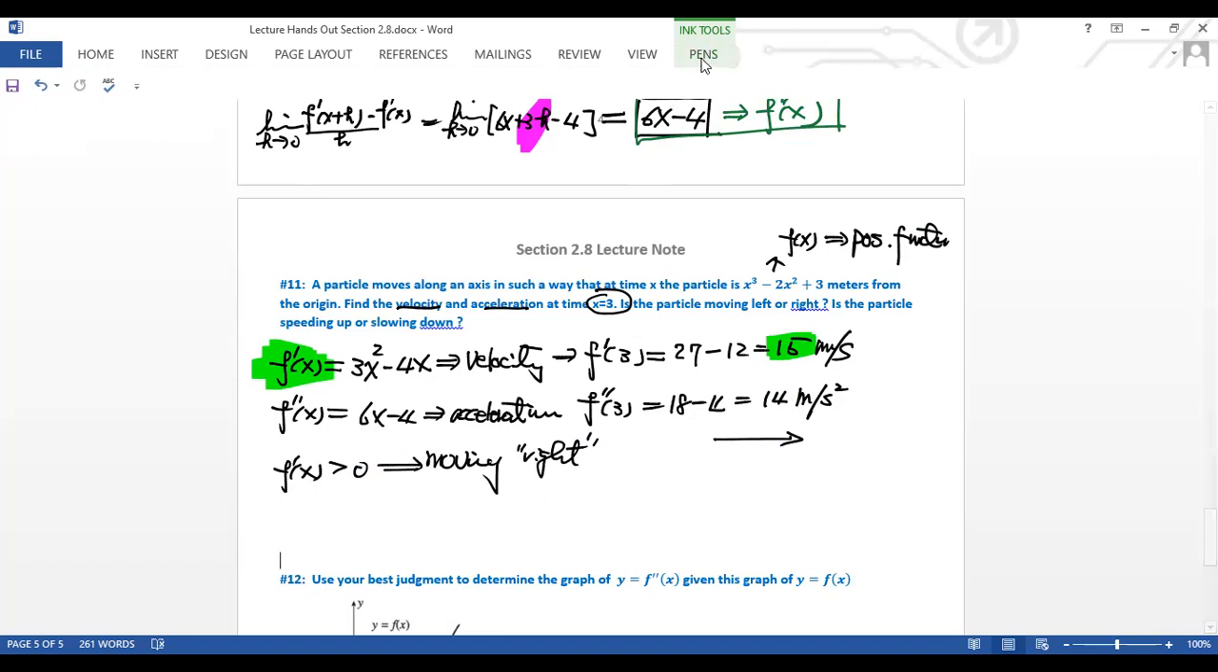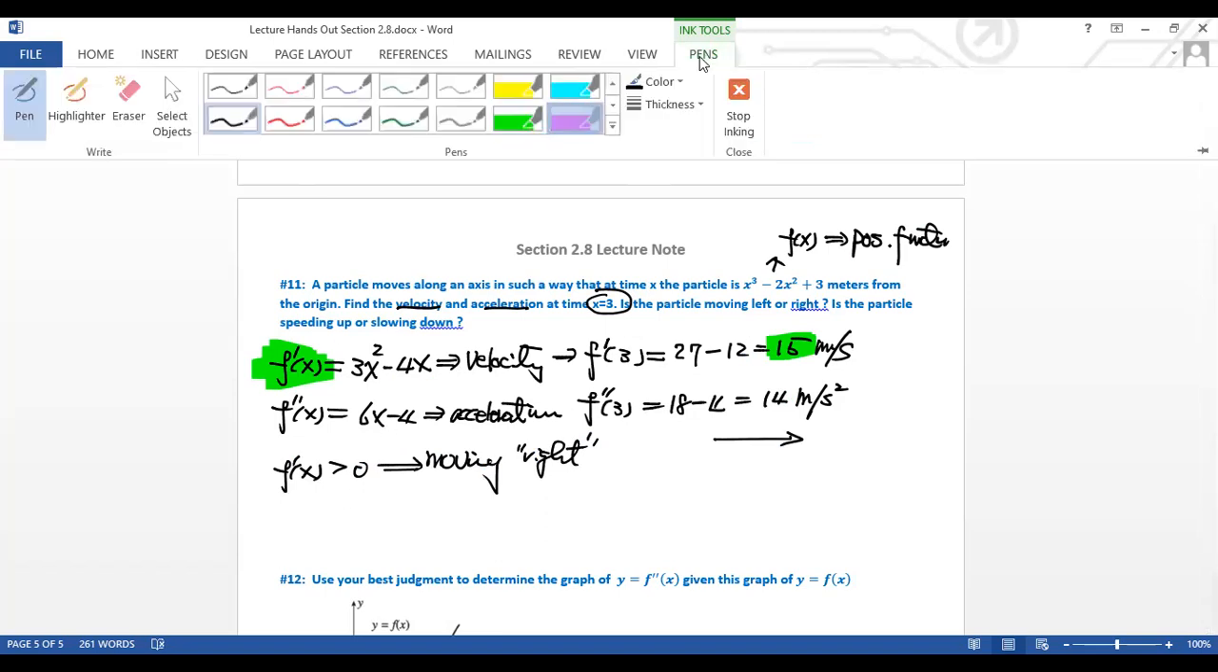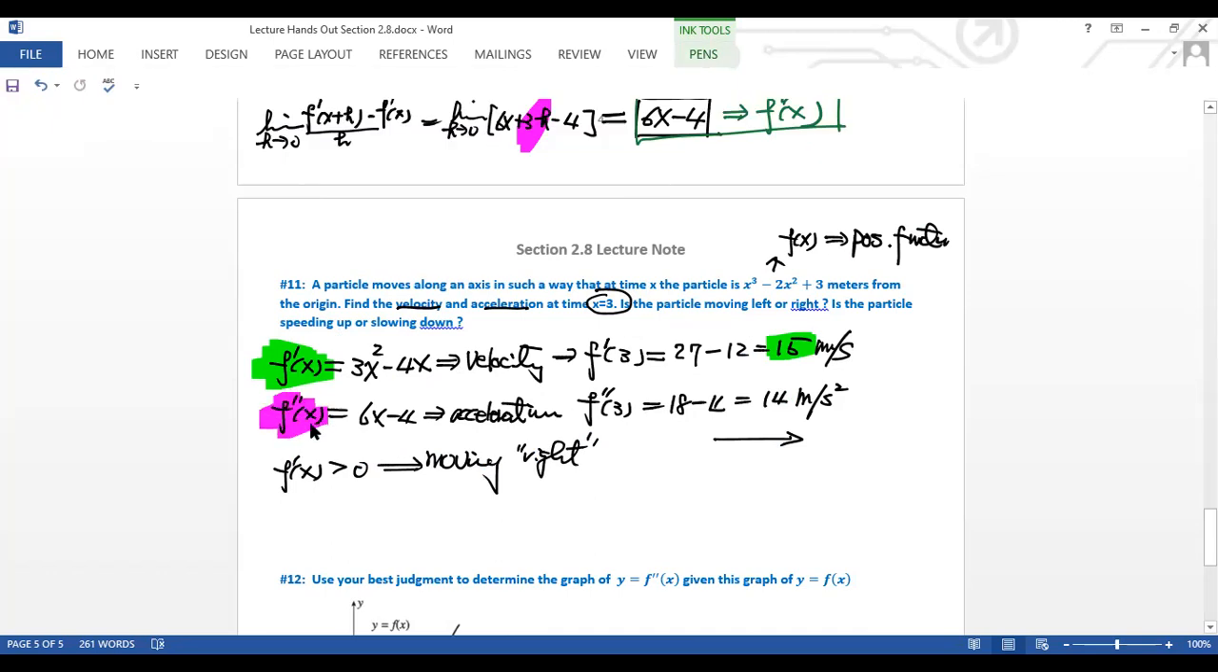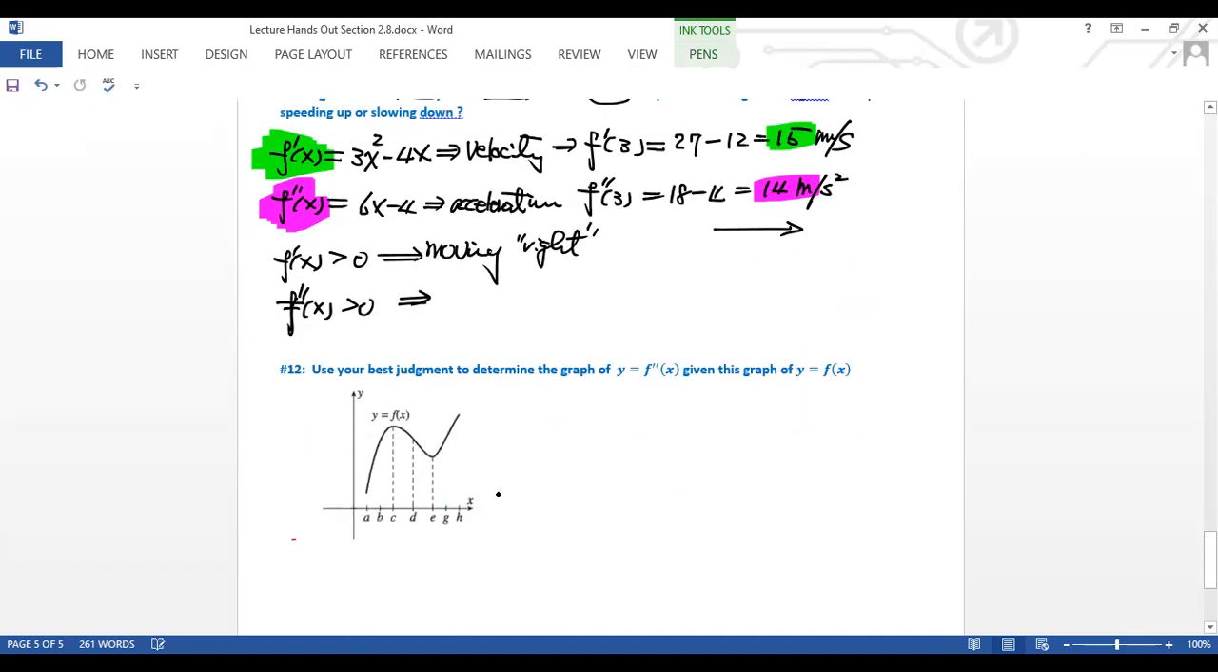And then they ask: am I speeding up or slowing down, right? So this is f double prime of x. We know the acceleration, right? The acceleration, f double prime of x, is also greater than 0. So if it's positive, that means you're speeding up. So I know my particle here is speeding up.